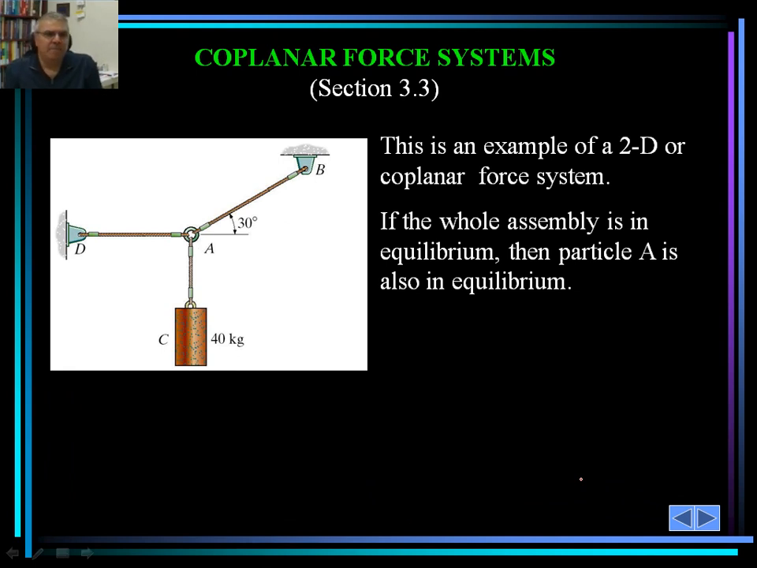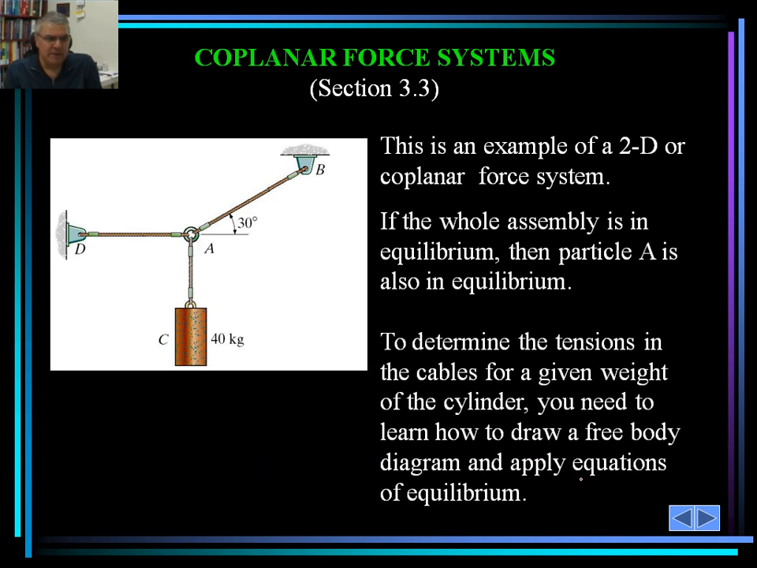What is a coplanar force system? Again, it's a planar, add co to it, coplanar force system. This is an example of a 2D or coplanar force system. And that means all of these forces would go through one point. They are all in the same plane. So if the whole assembly is in equilibrium, then particle A is also in equilibrium.